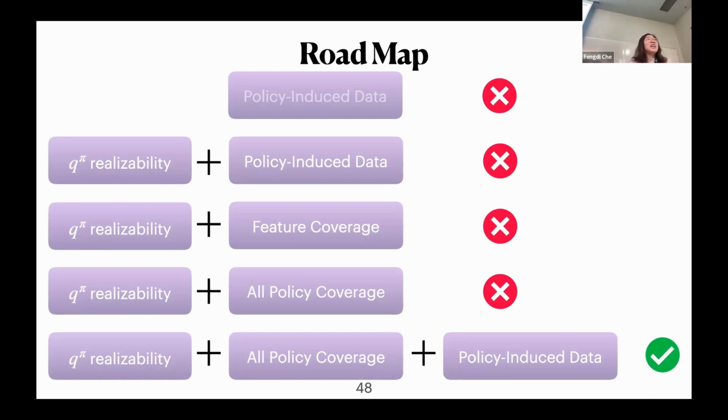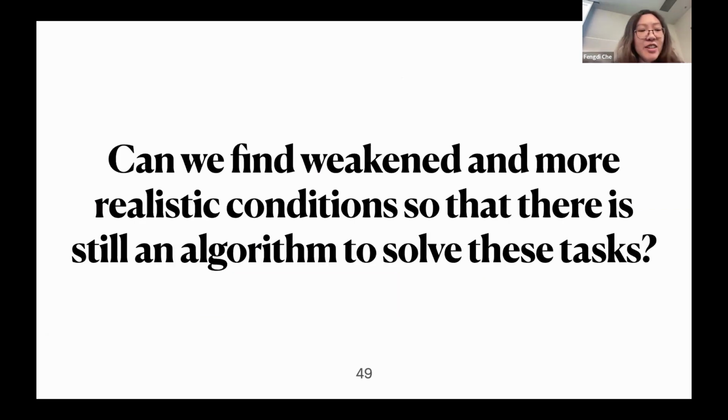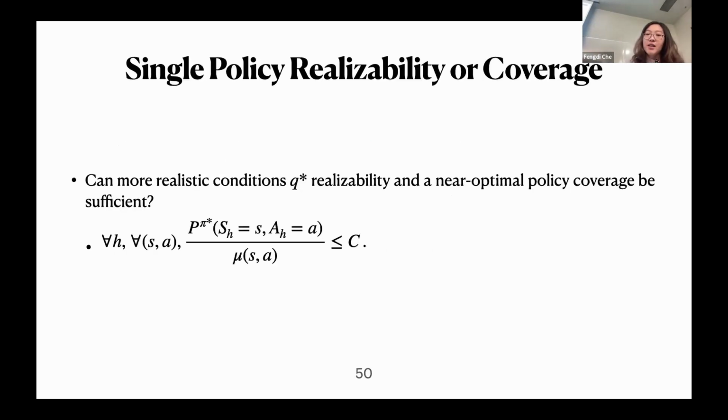So now we finally have a positive result. And our goal is to see, let's try to weaken our conditions. We already think that all policy coverage can never be met. So what people switch to is single policy realizability and coverage. Like previously, we assume Q^π for all policy can be linearly represented. People think, how do we know all policy? There are just too many policies. How can we test all of them is representable?